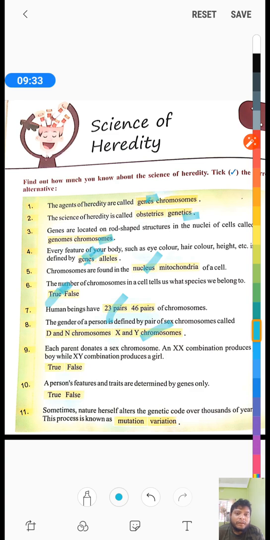So let us see the next one, number 9. Each parent donates a sex chromosome, and the XX combination produces a boy, while the XY combination produces a girl. I already explained before even reading the next question, so I think you will understand. Tell me, is it true or false that if it is XX it is a boy and XY it is a girl? I already explained, so obviously it will be false. The XX chromosome will make a girl child, and the XY chromosome, different, will be a boy child.